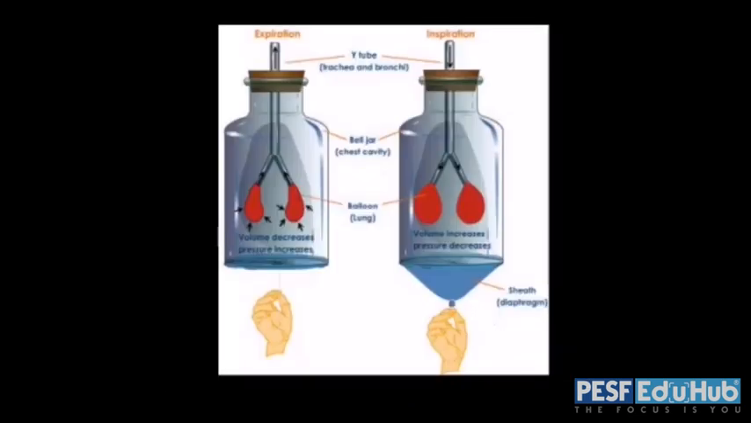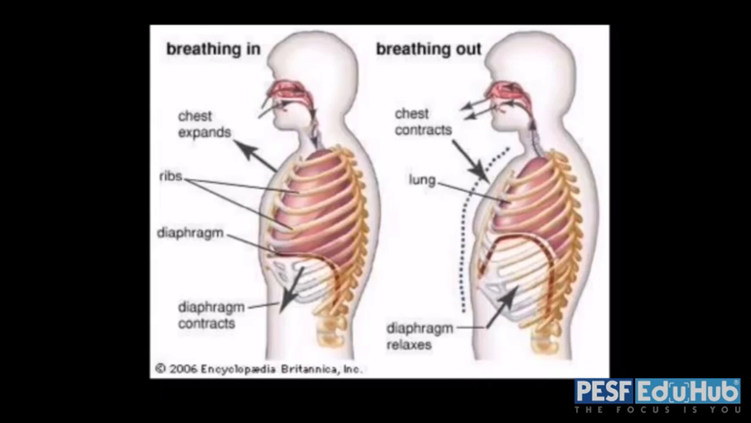Then this is an experiment showing the mechanism of breathing. The first case is expiration, the second case inspiration. During expiration, the thoracic cavity volume decreases and pressure increases. But in inspiration, the thoracic cavity volume increases and pressure decreases. This is the breathing in and out mechanism. During breathing in, the chest expands. During breathing out, the chest contracts.